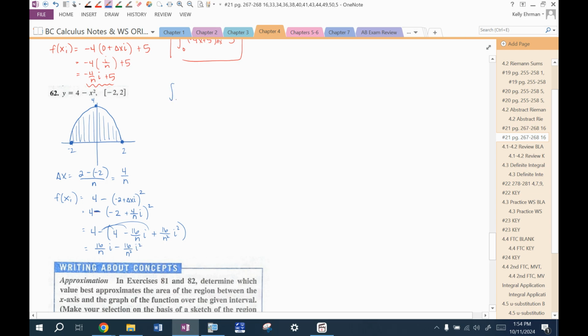Now set up the integral. The integral from negative 2 to 2 of 4 minus x squared dx is equal to the limit as n approaches infinity of the sum from I equals 1 to n of delta x times f of x sub I. Let's sub in what we know. Delta x is 4 over n, and f of x is what I just simplified down here, 16 over n times I minus 16 over n squared times I squared.